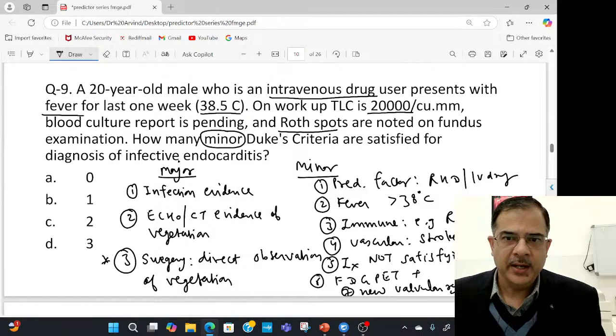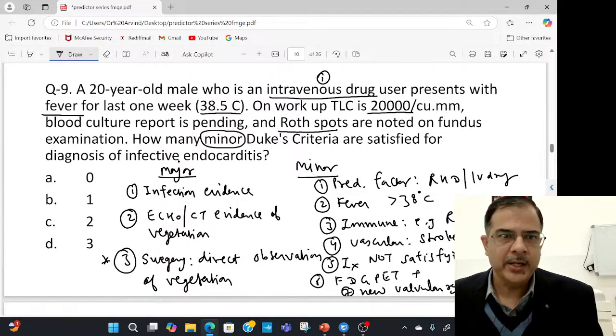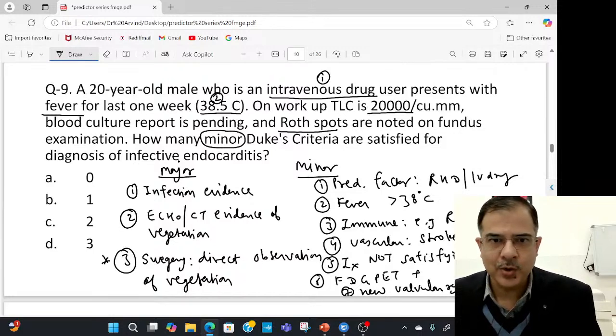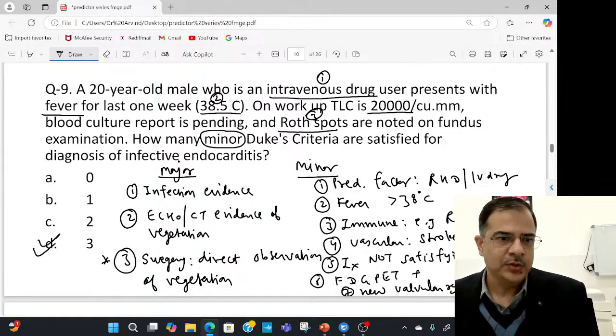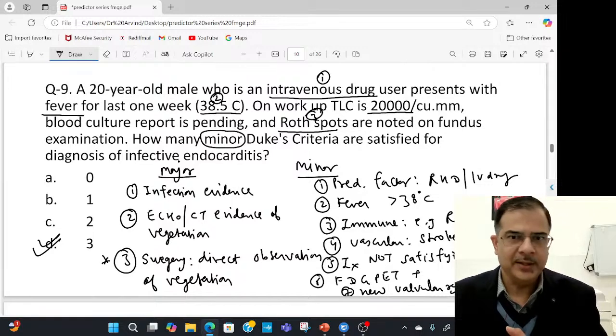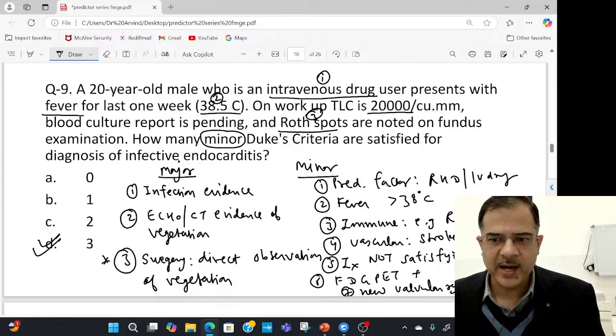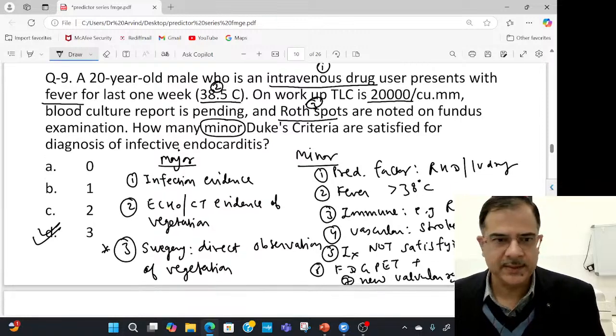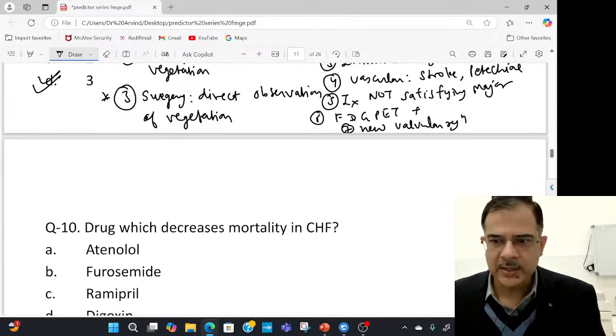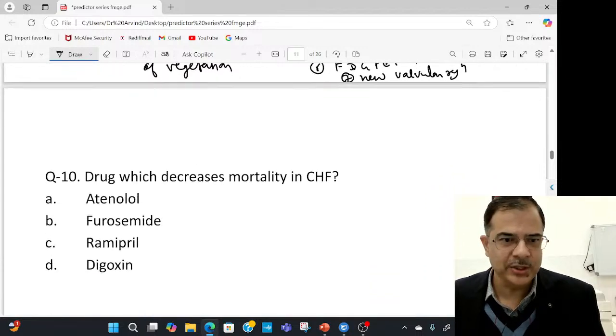So here, intravenous drug abuse is a minor criterion. Fever of 38 degrees is the second minor criterion. Roth spot is the third minor criterion. So the answer is option D here. So this is question number 9 on infective endocarditis. Yes, new onset of new valvular regurgitation.